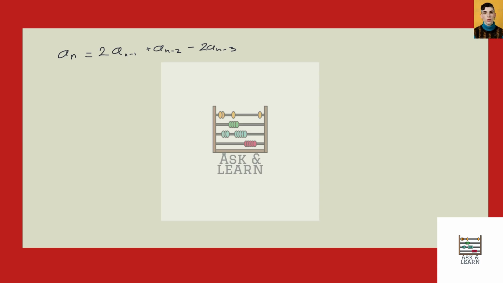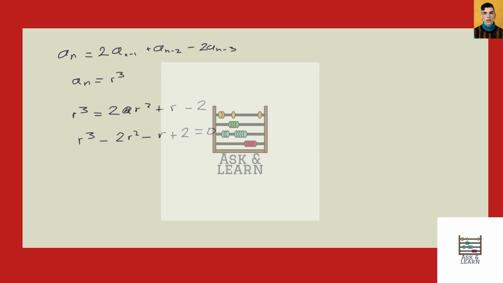Okay, so this question, we want to find a solution to this recurrence relation. So for the characteristic equation, we let a sub n be equal to r to the n. Then you have r cubed is equal to 2r squared plus r minus 2. Then moving everything to the left side, you have r cubed minus 2r squared minus r plus 2 is equal to 0.